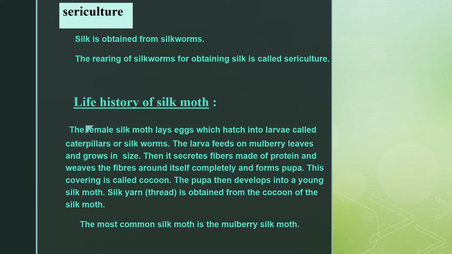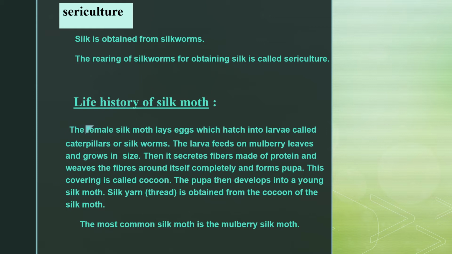Today's session we are going to look at the second animal fiber which is silk. Silk is obtained from silkworms. The rearing of silkworms to obtain silk is called sericulture. Let us look into the life history of a silk moth.